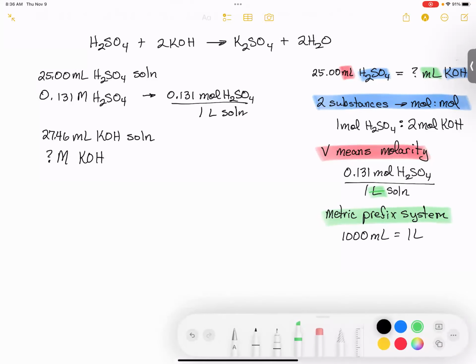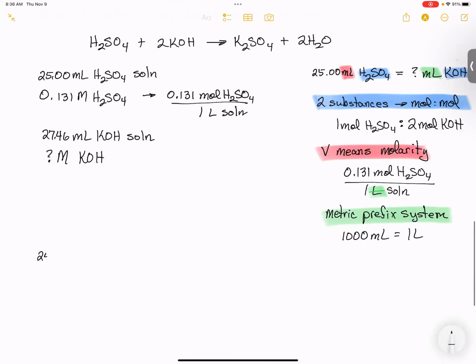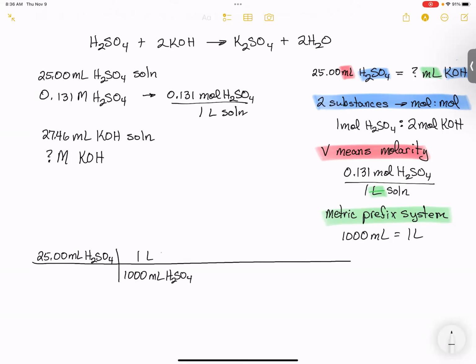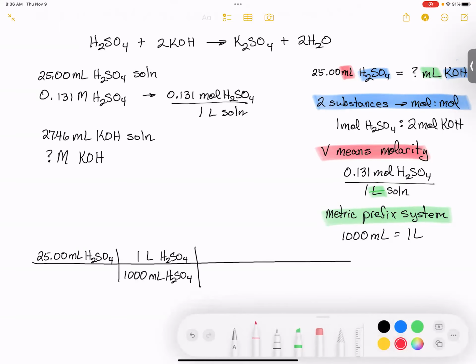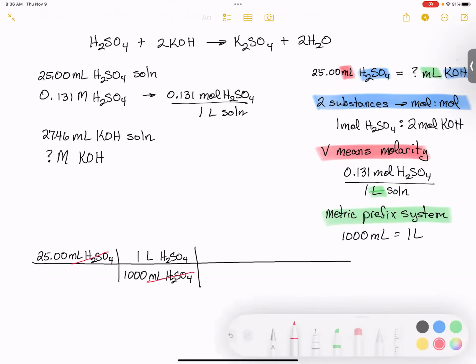So now I'm ready to begin this calculation. So 25.00 milliliters of H2SO4 solution. My first thing is going to be to convert that into liters of H2SO4 solution. There's 1,000 milliliters of H2SO4 for every 1 liter of H2SO4. The milliliters had to go in the denominator so that the unit and the substance would cancel, leaving me liters.